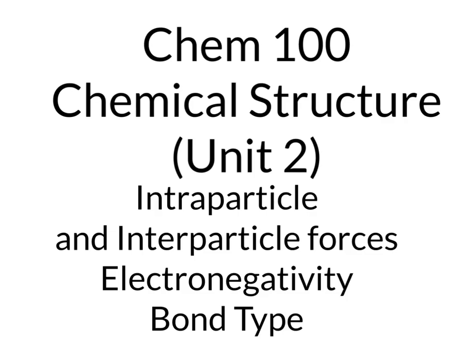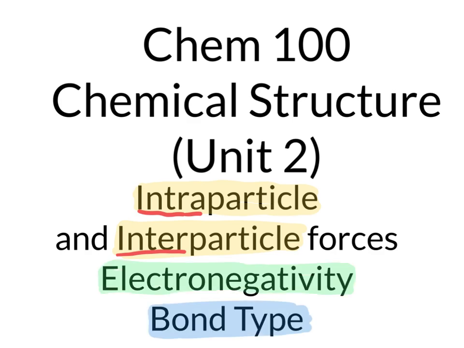And now we're going to make a complete change. We're going to go away from calculations. We're going to start talking about how the structure affects the properties of a molecule or formula unit. And in order to understand that, we're going to also need to know some terminology. So this will be about the terminology. We're going to talk about what intraparticle and interparticle forces are, electronegativity, and what bond type is.